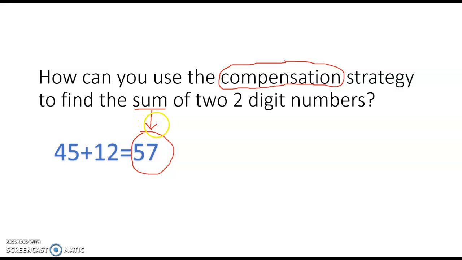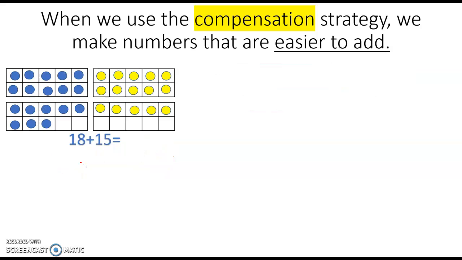And we are still adding two-digit numbers together. Two-digit numbers are numbers that have a tens place and a ones place. So when we use the compensation strategy, we make numbers that are easier to add. Down here I have 18 plus 15.